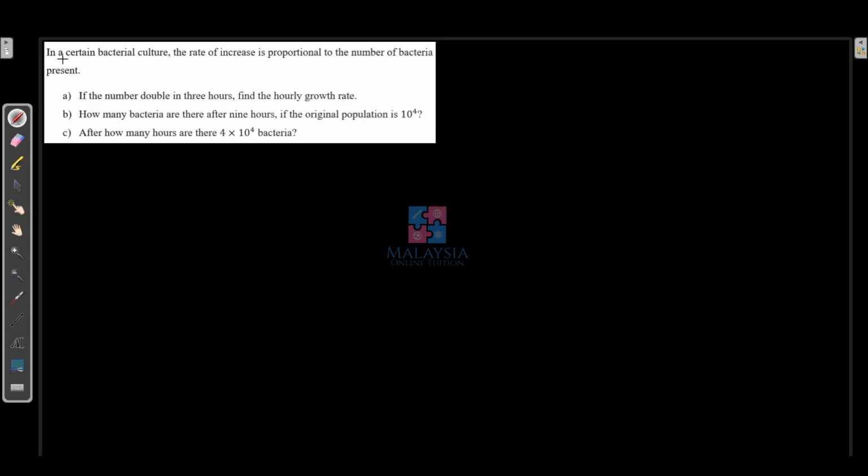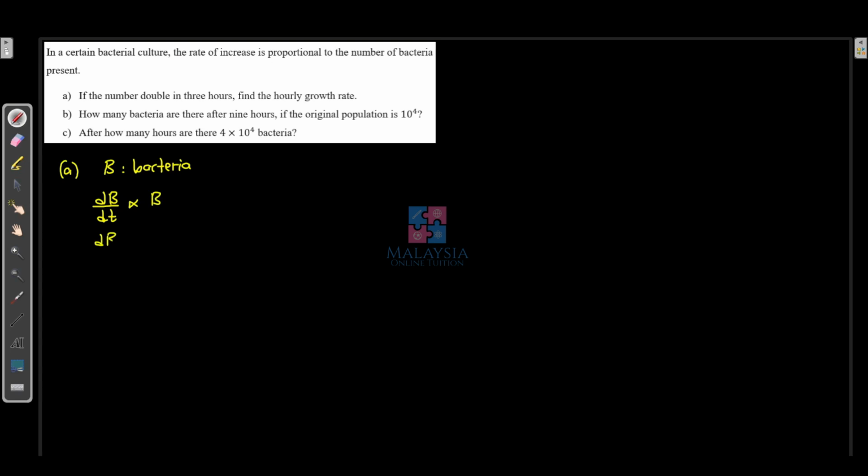Next, for question number 2, in a certain bacterial culture, the rate of increase is proportional to the number of bacteria present. For part A, if the number double in 3 hours, find the hourly growth rate. For part A, we can say that bacteria here, we can say as B. Okay, so B is bacteria. So they said the rate of increase, that means dB over dt, is proportional to the number of bacteria present.